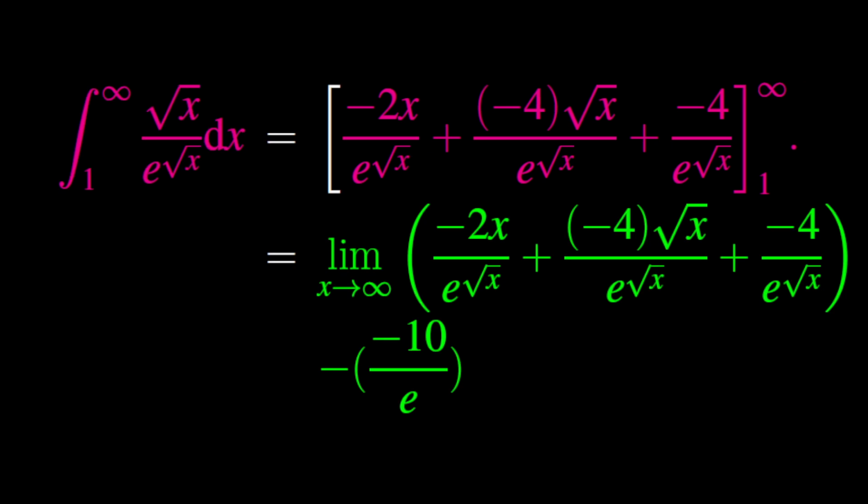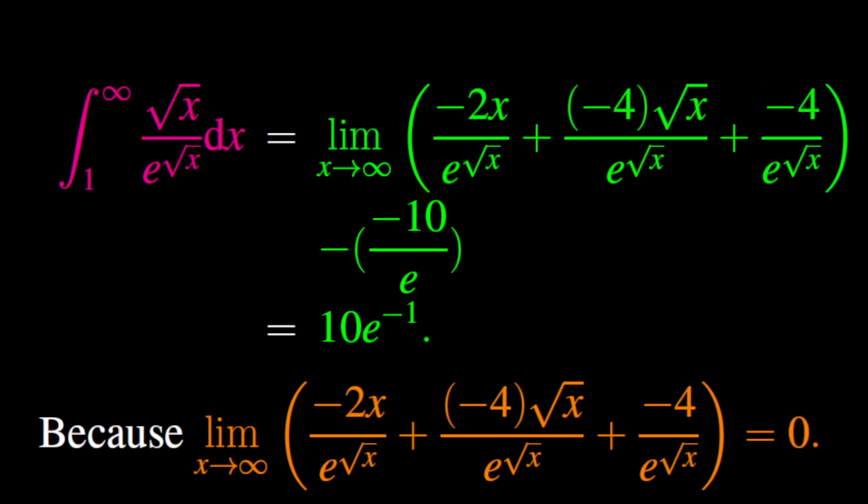Consequently, the integral from 1 to infinity of the fraction square root of x over exponential of square root of x dx is equal to the limit as x goes to infinity of minus 2x over exponential of square root of x plus minus 4 times square root of x over exponential of square root of x plus minus 4 over exponential of square root of x, minus negative 10 divided by exponential of 1, which is equal to 10 times exponential of negative 1.